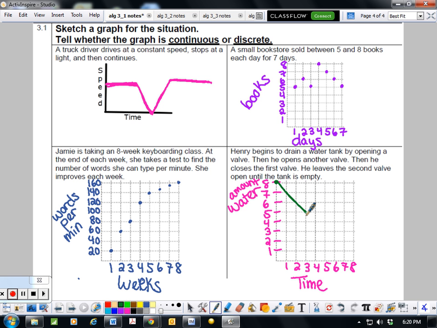Then all of a sudden he opens another valve. So now it's coming out 2 valves. So it's going to come out faster. So instead of this steepness, we want even faster. And then he shuts the first valve and goes back to the second one until it's empty. And so we're getting 1 valve, and then 2 valves, it goes faster, and then just 1 valve again. And so it should be that same pace as when we had 1 valve. And so getting an idea of how that might look. And again, we're sketching it out. Your graph may look a little different than mine, but that's okay, as long as it follows those guidelines.